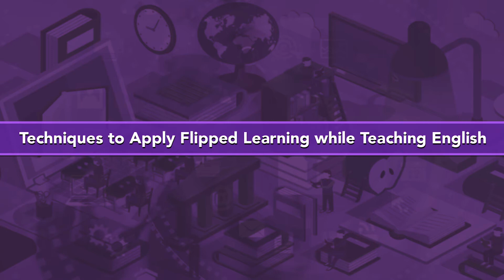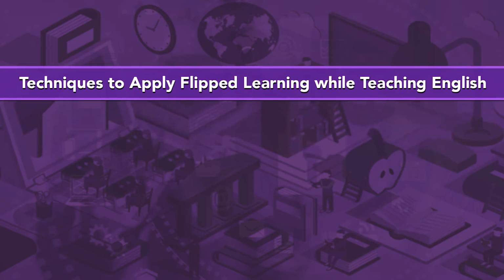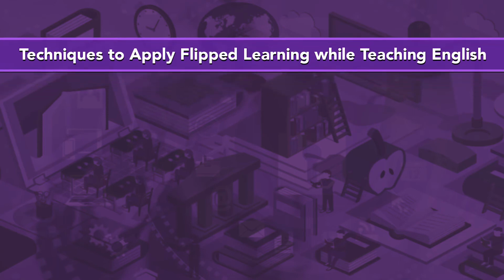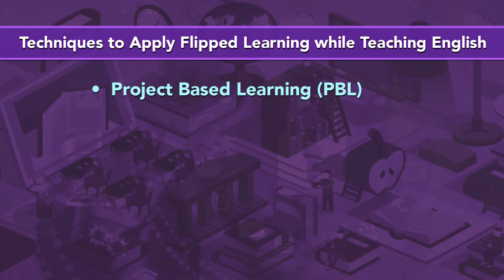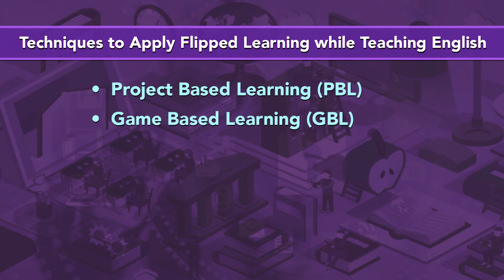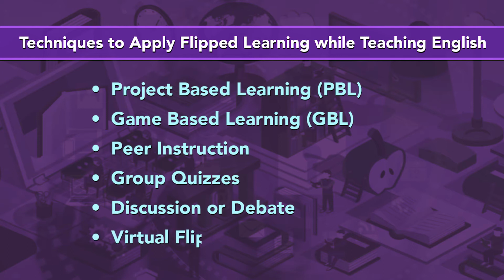Let's look at the techniques to apply in flipped learning while teaching in the classroom. What type of activities? First, you can give project based learning, game based learning, ask students for peer instruction, group quiz, discussions or a debate, virtual flipped classroom. These are the types of activities that you can apply in your classroom.